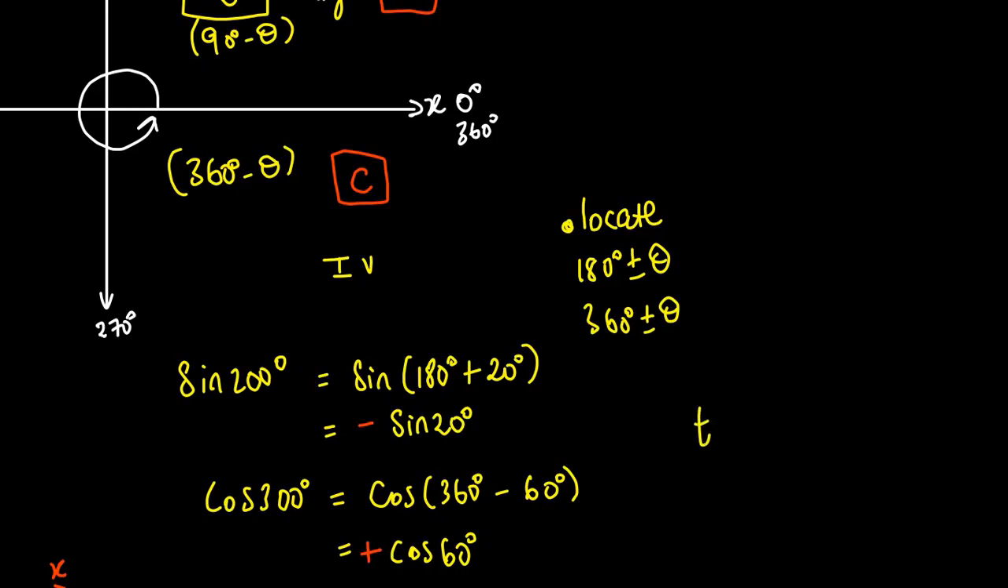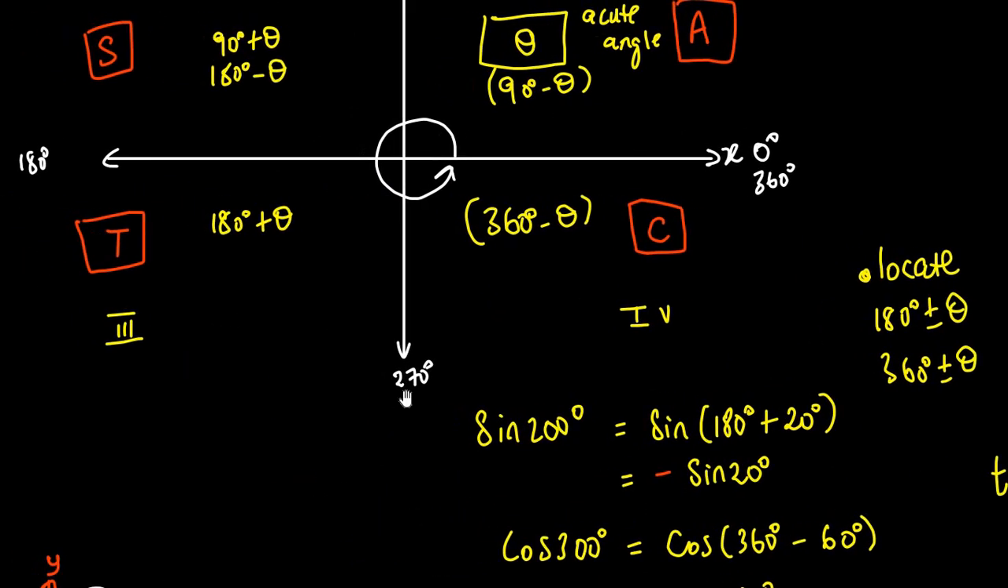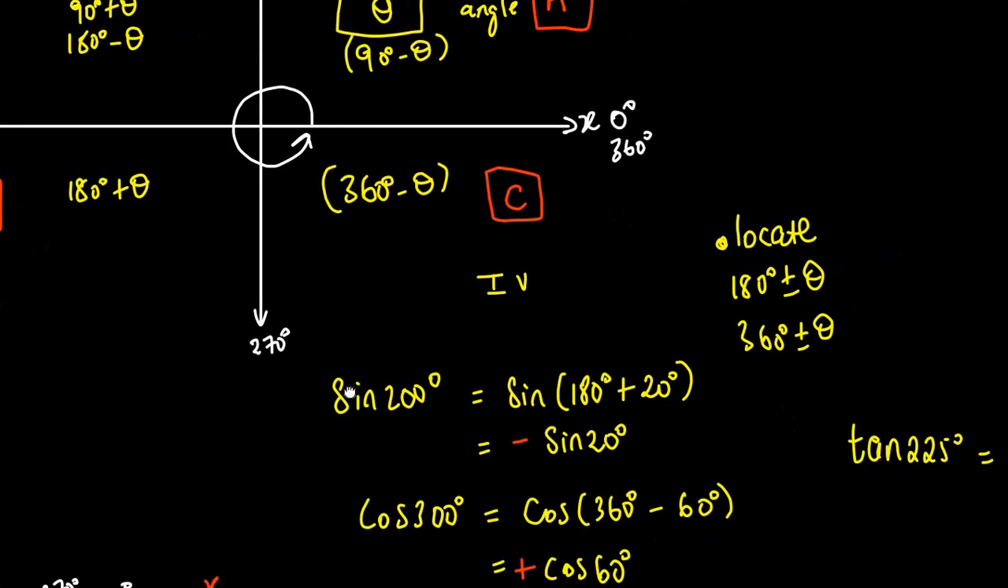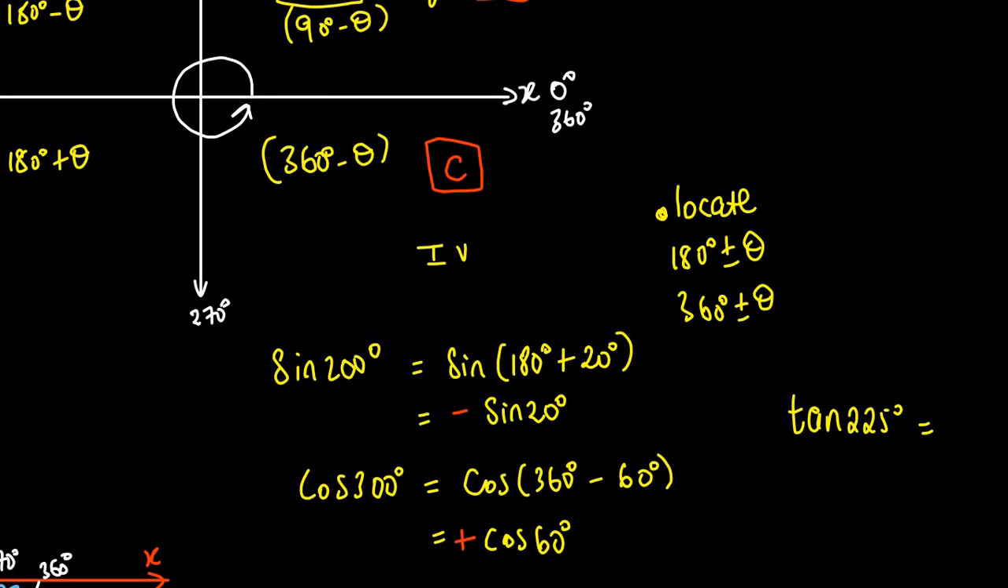If I have tan 225 degrees, I have to say, where is 225? Well, if I check my diagram, 225 is definitely bigger than 180, but it is smaller than 270. That means it is in the third quadrant. I must write it as 180 plus a certain angle to get 225. I must add 45 degrees. Then the answer is going to be tan of the acute angle. Which one is the acute angle? It is 45 degrees.